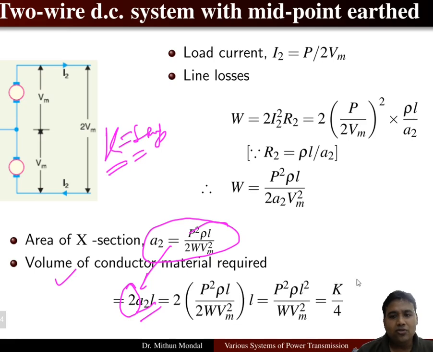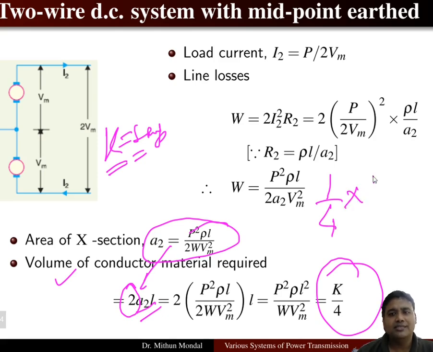So here you will get a case K by 4. What is the meaning of this? It is the meaning that you basically have 1/4 of the previous case, that is K, correct? So you are getting 25%, 1/4 is 25% of the previous case. What is the previous case? That is the basis for comparison, two-wire DC system with one conductor earthed. So K by 4 is coming here.